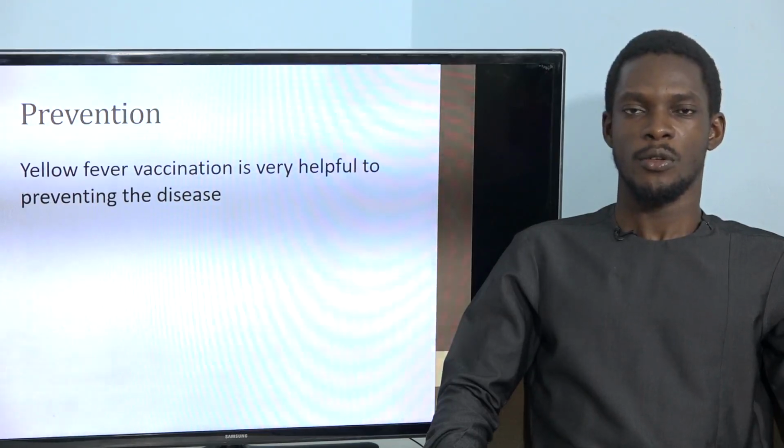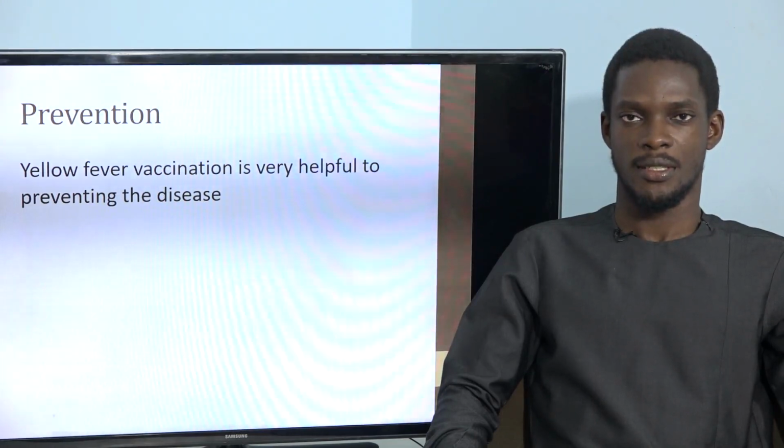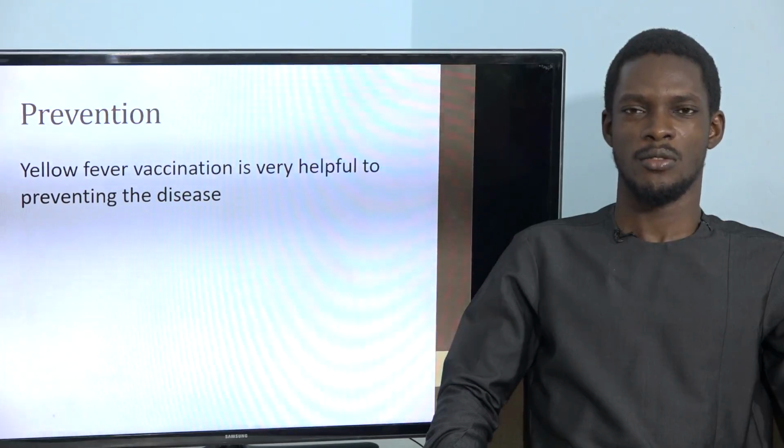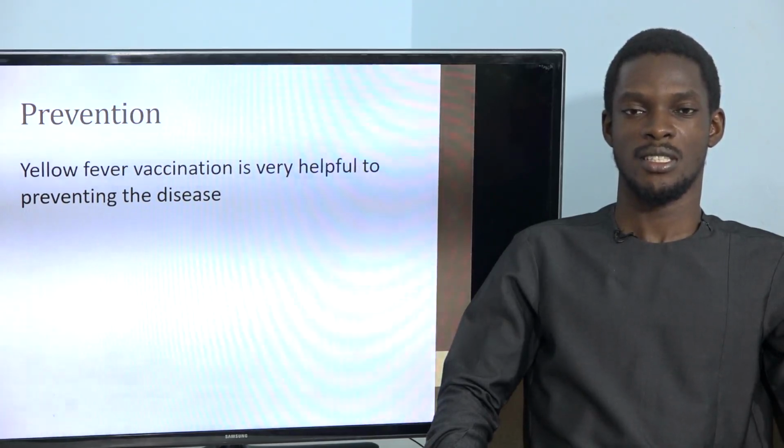Prevention of yellow fever: you will want to take a yellow fever vaccine to prevent the disease. And yellow fever vaccines are free or almost free in our health centers and in designated health centers. So you would want to take a yellow fever vaccine to prevent the disease.